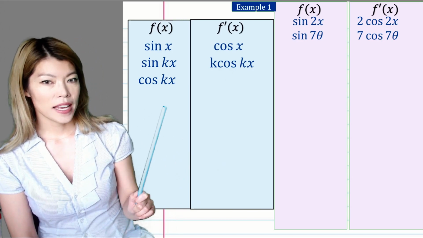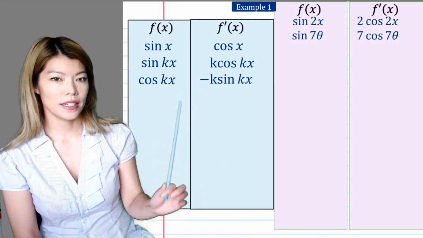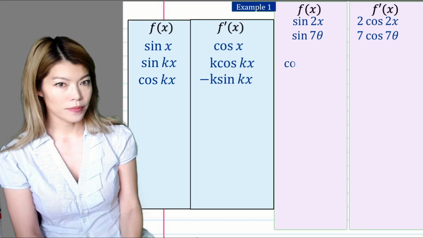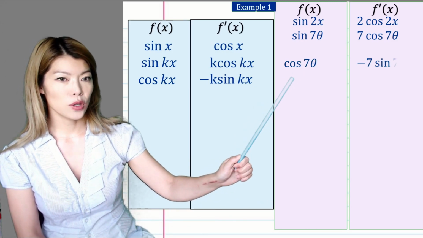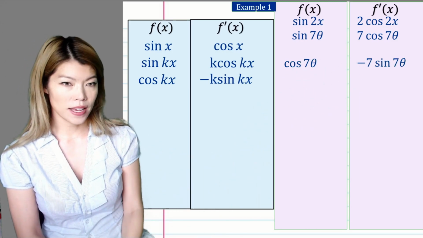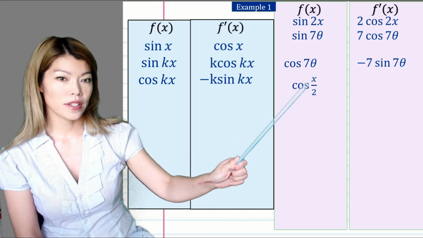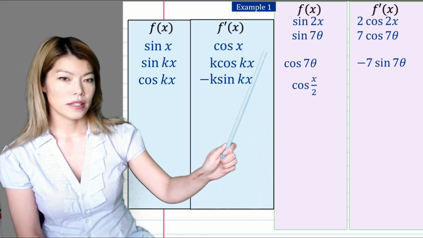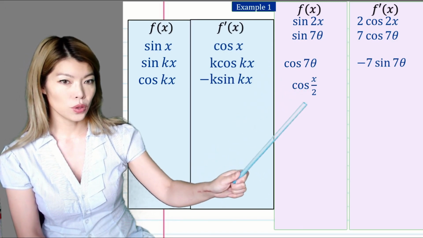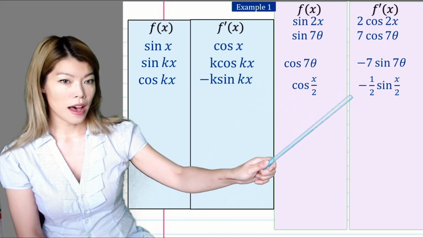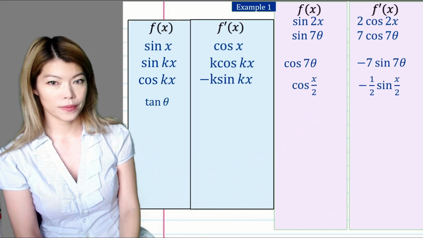Now for cos kx, we said that it will become negative k sine kx. So if we had cos 7 theta, it will be negative 7 sine 7 theta. And likewise, if we have fractions, we have to take the fractions to the front. So the derivative of cos x on 2 would be negative half sine x on 2.